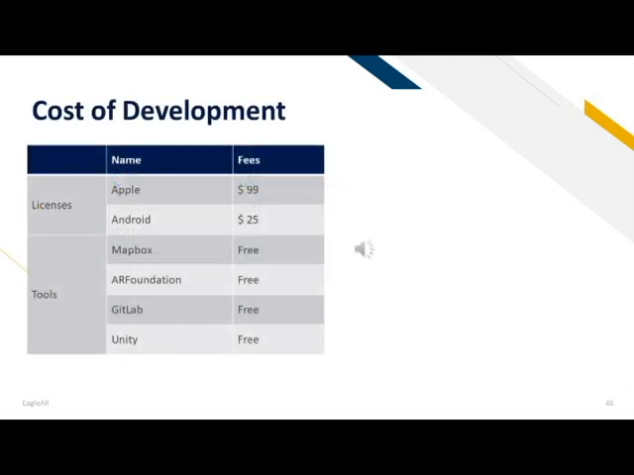For the cost of development, we've had two separate types of costs. First was for licenses, one for Apple, which was $99 for a yearly subscription. Next was Android for $25, which was a one-time fee. Next were tools. The tools that we have used are Mapbox, AR Foundation, GitLab, and Unity. Some of these have premium packages that we can buy, but for our project, we have seen fit to use the free versions of all tools.